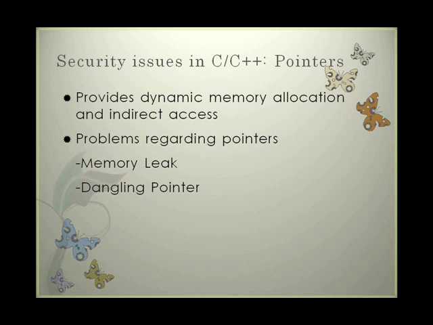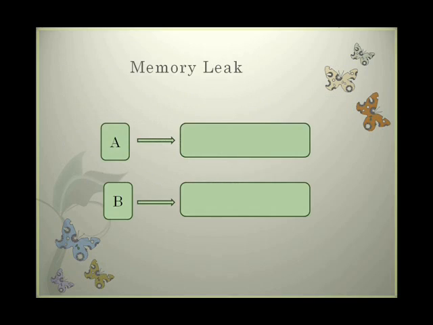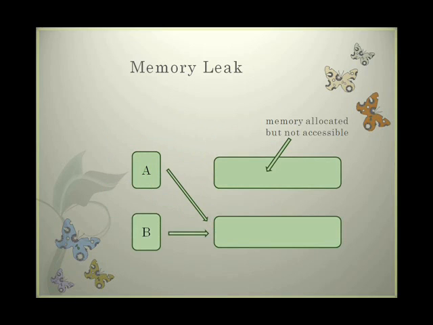The first one is memory leak, which we can describe here. Imagine there are two pointers A and B pointing to two memory locations. In the program, the statement says that A is equal to B. Now A is also pointed to the same memory location pointed by B. The memory location previously used by A is still allocated but not accessible.